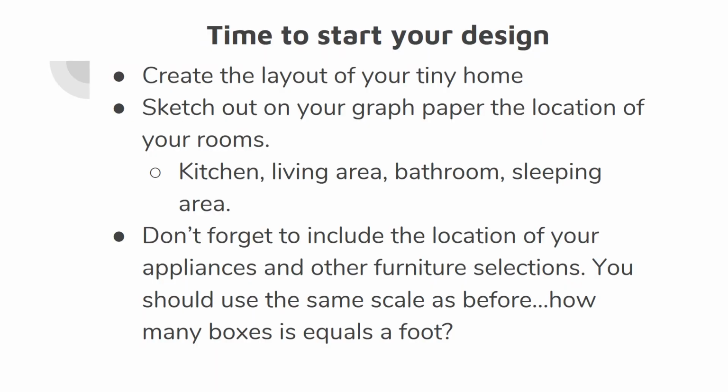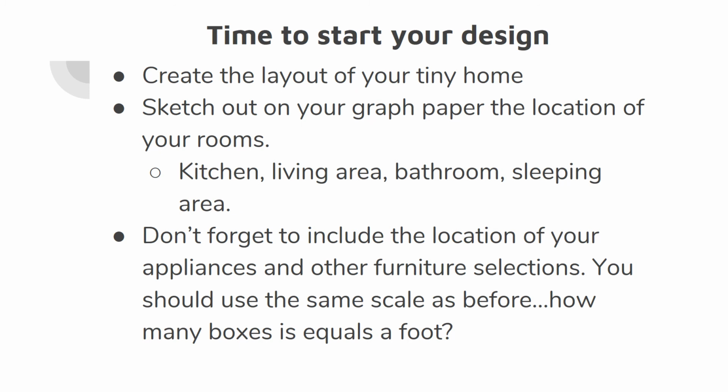Okay, so students, now it's your time to start your design. You have an outline on your graph paper already of the outline of your model house, but now you need to think about, okay, where will your kitchen go, your living area, your bathroom, where are you going to sleep? Don't forget, you need to include the location of your appliances. You need to label them, and also your furniture selection should also be labeled. Don't forget, your scale that you put your appliances to is the same scale that you used for the layout for the outline of your house.